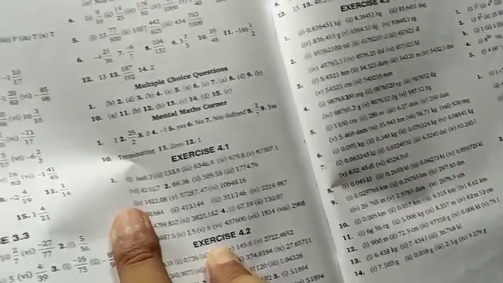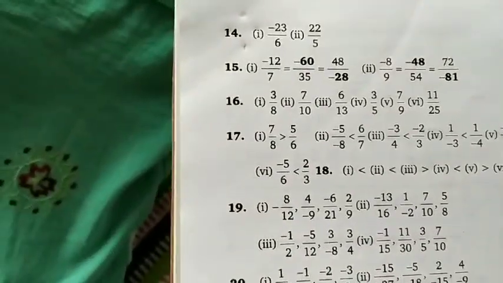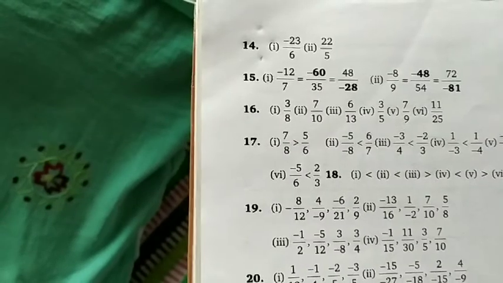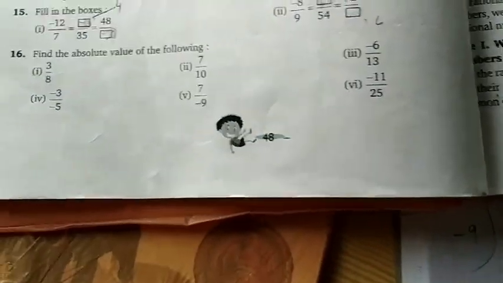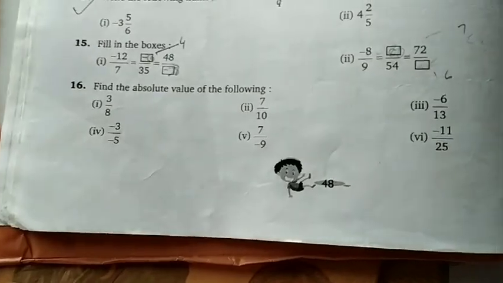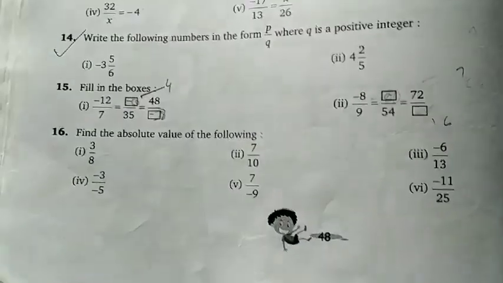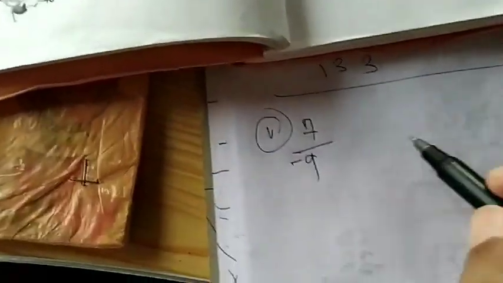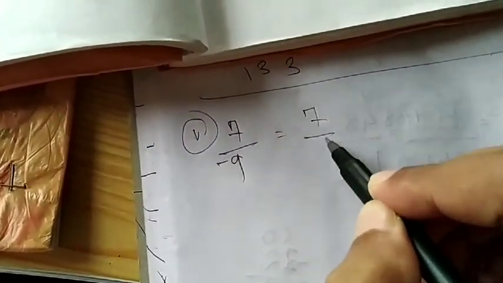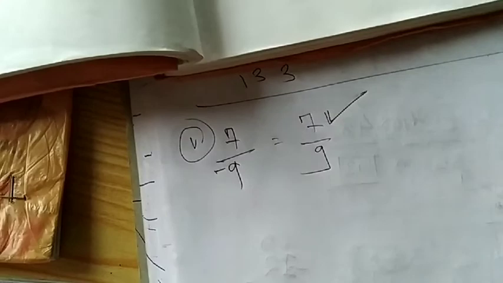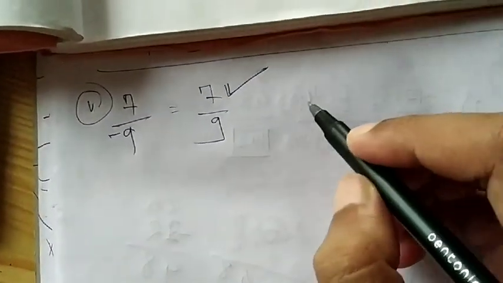Well, they haven't solved it. Can you see? They have not solved it. And I wonder why. Maybe we were doing it wrong. Maybe the answer is positive. That's it. 7 by minus 9 is equal to 7 by 9. This is the exact value, the absolute value. How? Let's try solving it now.